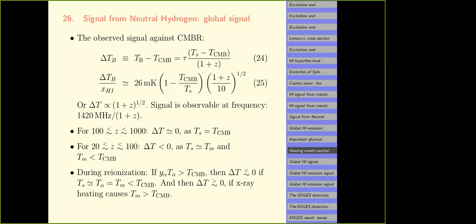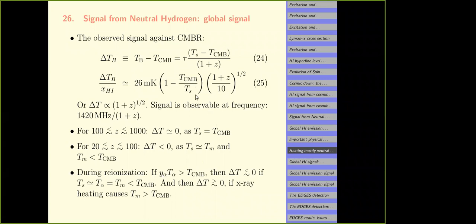So one solution of equation 25 is clear to you. If I were to see the gas in emission, the brightness temperature of the gas would be around 10 millikelvin, very small compared to CMB temperature. How about absorption? Can I see the gas in absorption? Absolutely, I can see the gas in absorption because T_CMB can be larger than T_S.